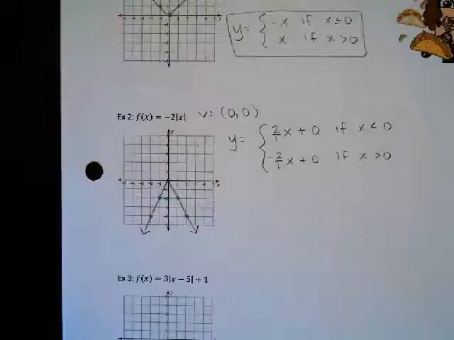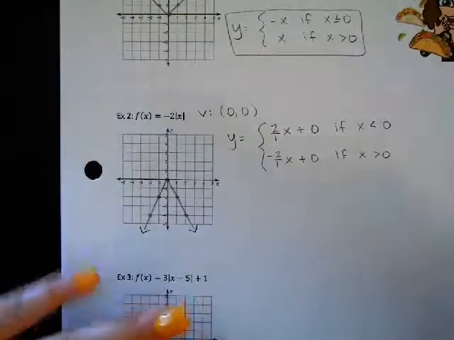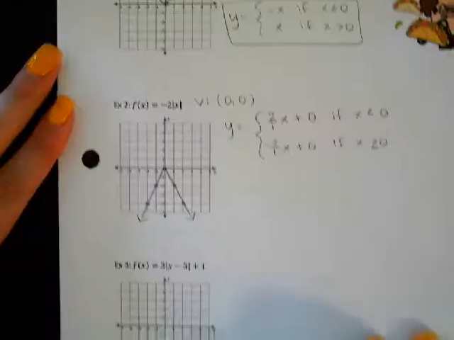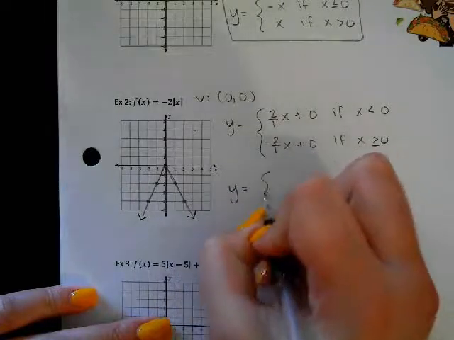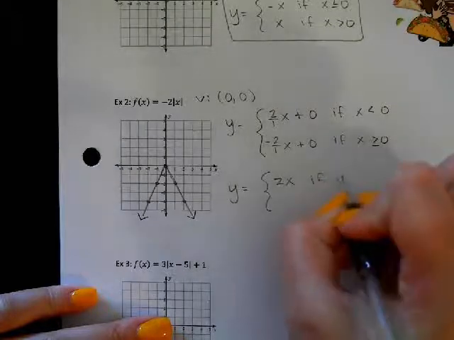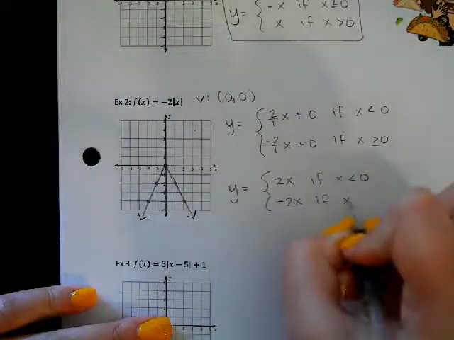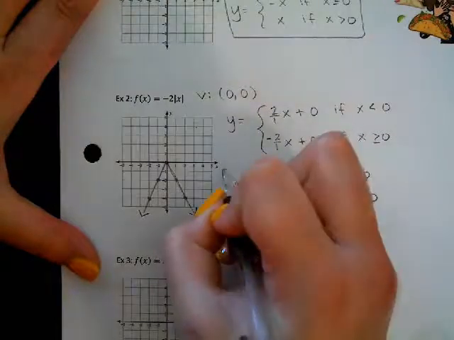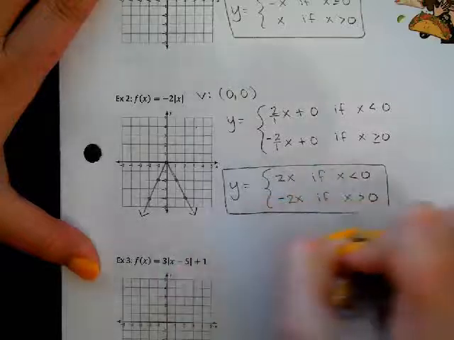Okay, and we're not skipping that 0 value, we're still going to include it, so I'm just going to put a little equal to right here. Okay, now I'm going to clean it up a little bit. Positive 2x if x is less than 0, negative 2x if x is greater than 0. Okay, there's my piecewise function.